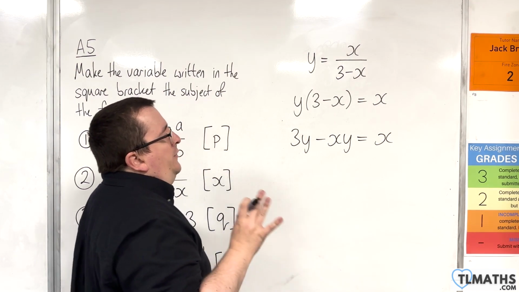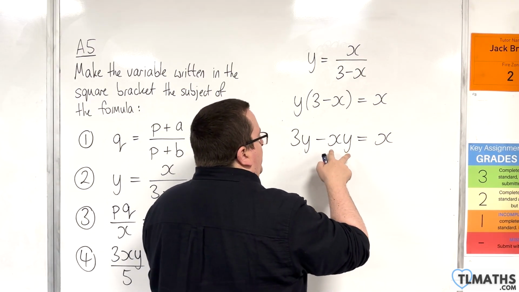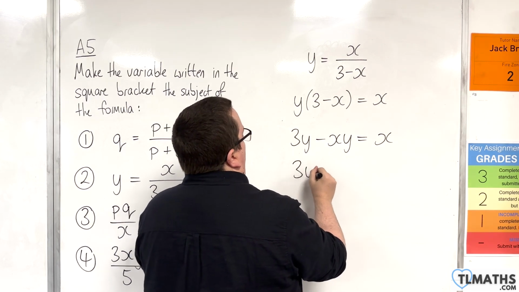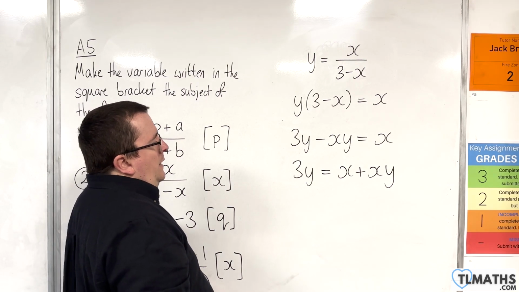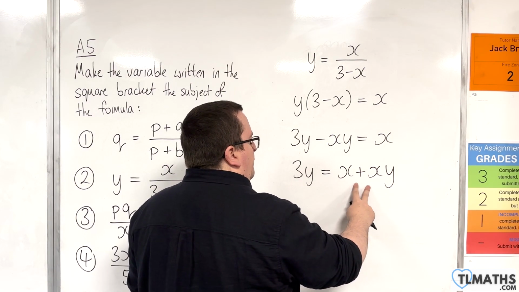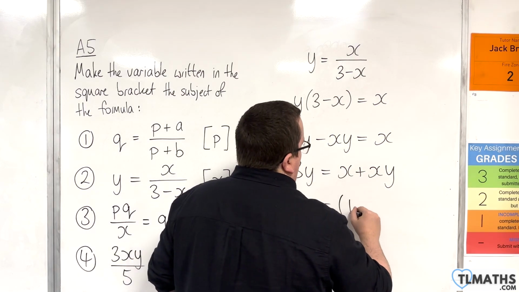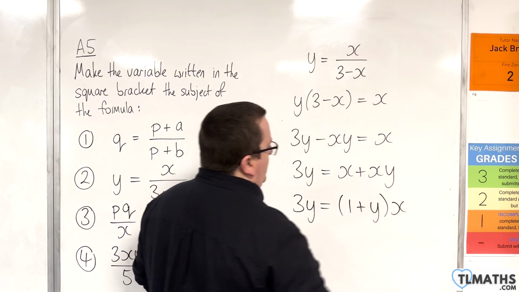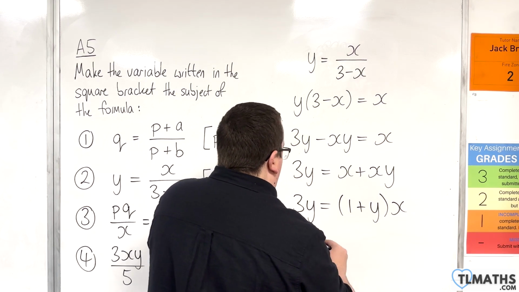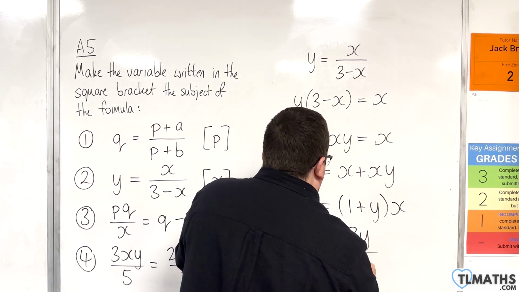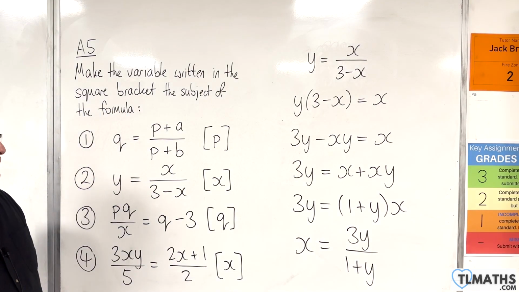Then I want to get all the x's on one side of the equation. Now, to avoid minus signs, it probably makes sense for me to add xy to both sides. So x plus xy. And then on the right-hand side, I can factorise that. We've got the two terms, both with x as a factor. So (1 plus y) times x. And then we can divide both sides by the bracket. So I'm just going to write it this way round. x is 3y over 1 plus y. And that is my rearranged form.